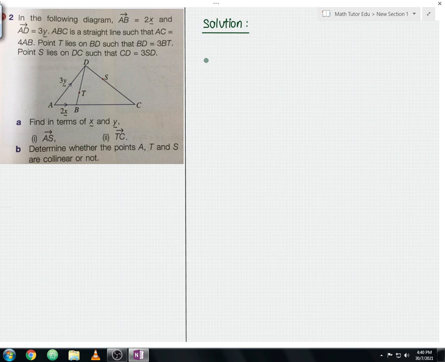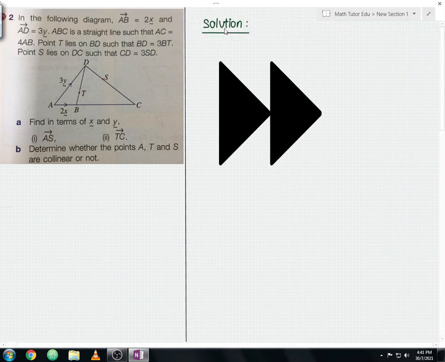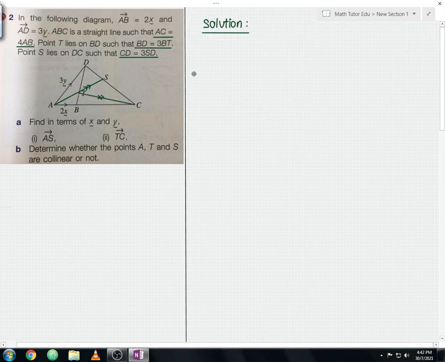Before we move on to the discussion of the question A part 1 followed by the part 2, what I'm going to do now is I'm going to underline some of the key information and the vectors that you are required to solve, which in this case is vector AS and vector TC. So please hold on for a moment. Okay, so I have already underlined some of the key information and the vectors that we are going to find. In this case is the vector AS and vector TC.